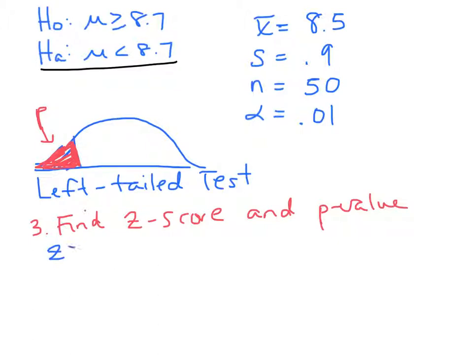So our z-score is going to be our actual mean, meaning what came from the sample, what came from the research, minus our hypothesized mean, which is 8.7. Our z-score is going to be negative because our actual sample statistic came out lower than the claim about the population, all over our standard deviation divided by the square root of n.